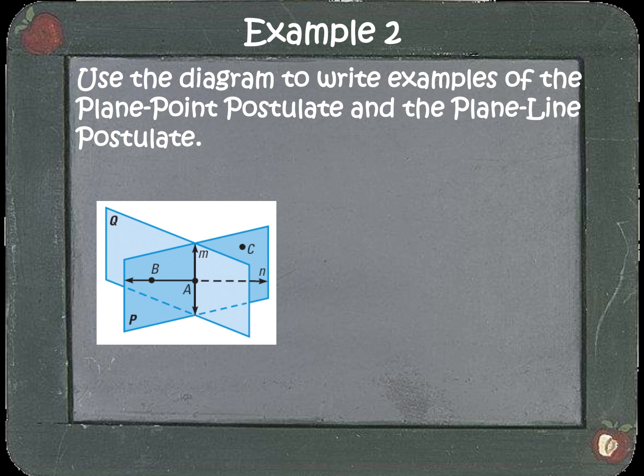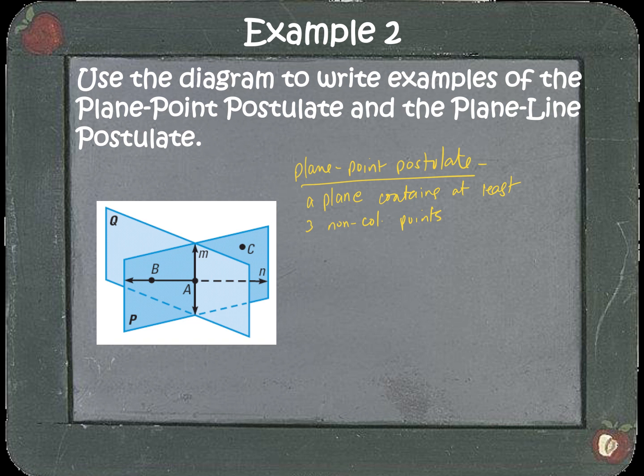Here they want me to use the diagram to write examples of the plane point postulate and the plane line postulate. Now again, I need to know what these postulates are to be able to come up with an example. So the plane point postulate tells us that a plane contains at least three non-collinear points. So when I look here, I'm going to look at what's been given to me.